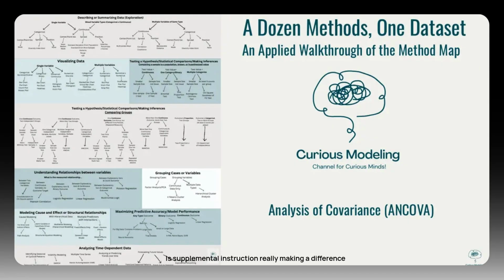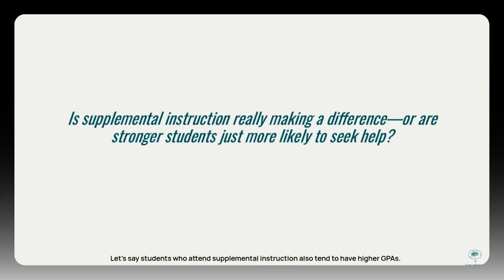Is supplemental instruction really making a difference? Or are stronger students just more likely to seek help? Let's say students who attend supplemental instruction also tend to have higher GPAs. At first glance, that looks like supplemental instruction is working. But hold on. What if those students were already stronger to begin with?